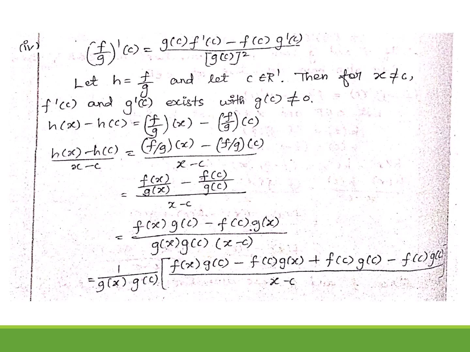The fourth one: (f divided by g) whole dash of c equals [g(c) f dash of c minus f(c) g dash of c] divided by [g(c)] whole squared. We have to prove this. Let h equal to f divided by g, and let c belong to R. Then for x not equal to 0, f dash of c and g dash of c exist, with g of c not equal to 0.